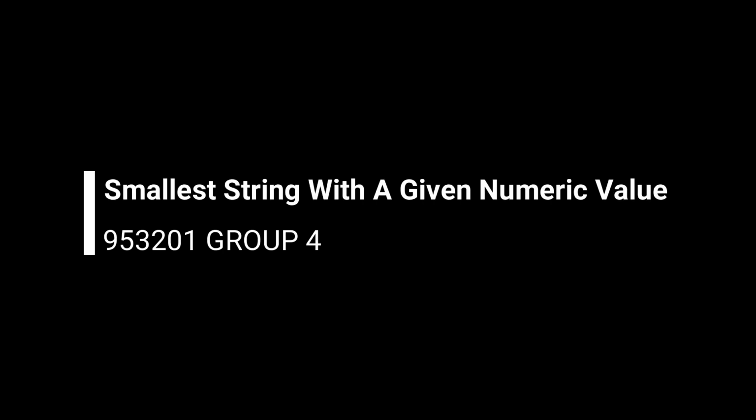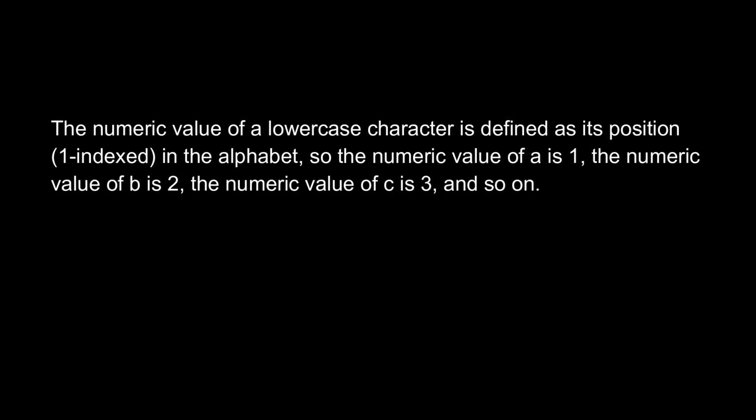Smallest string with a given numeric value. The numeric value of a lowercase character is defined as its position in the alphabet. So the numeric value of a is 1, the numeric value of b is 2, the numeric value of c is 3, and so on.